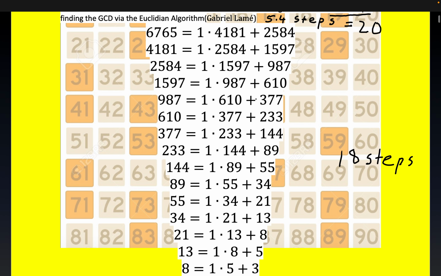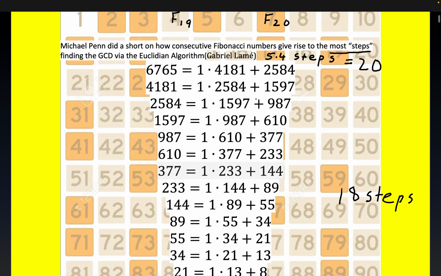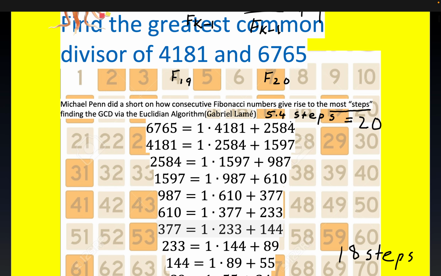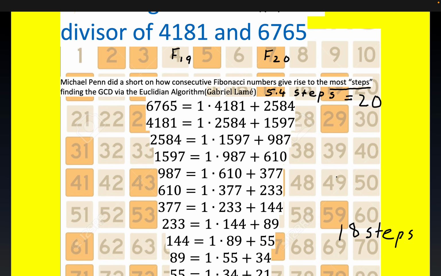And it would be a very daunting, laborious, onerous task to try to go back and write 1 as a linear combination of 4181 and 6765. To me, that's very tedious, and I don't know if they perfected that any, but I think it's just hard, especially when you have 18 steps where you have to go back and back substitute.